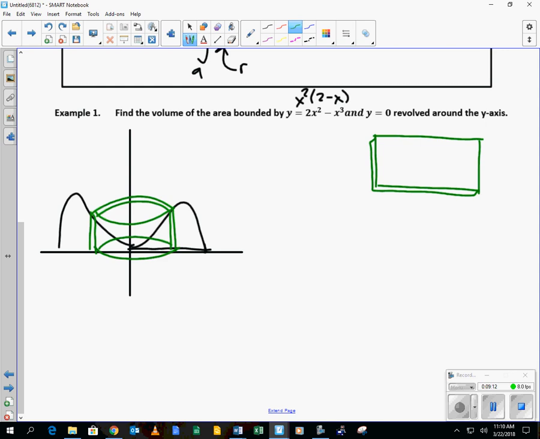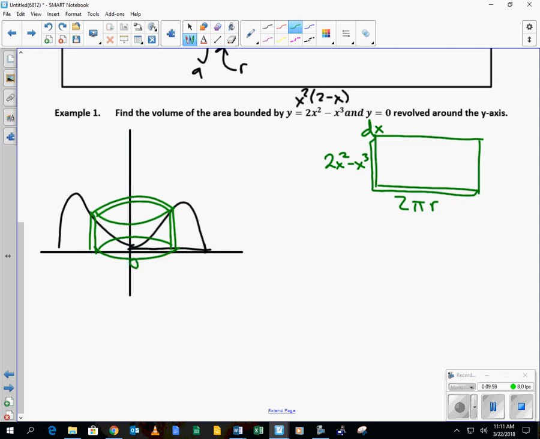What's the width? What's the height? Which is 2x squared minus x cubed. That's the function, right? That'll give me the height. How do I determine the length? This is the shell unraveled. It's like I took it, cut it somewhere and unraveled it and set it over there. So that's what we're finding the volume of.